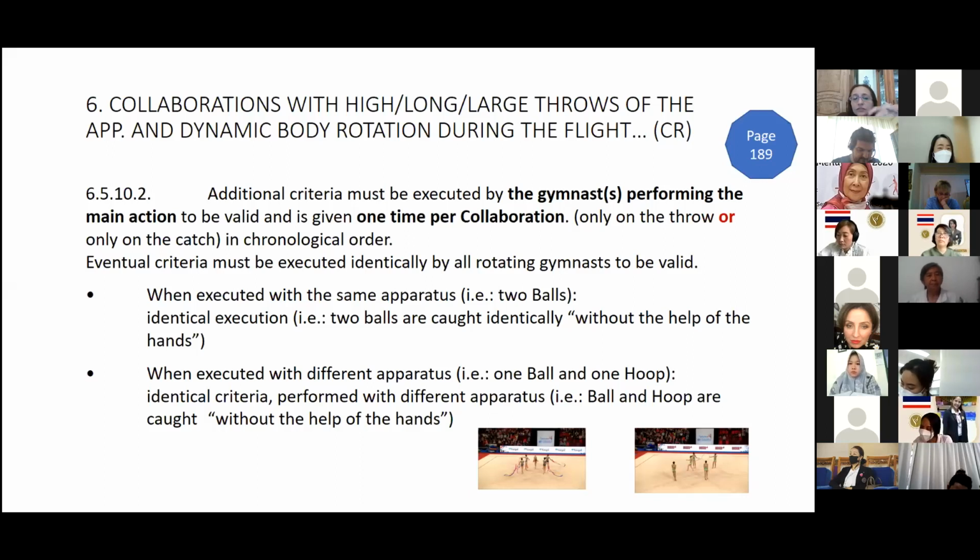If I have CR2, executed identically by all rotating gymnasts, criteria to be valid. Eventual criteria must be executed identically by all rotating gymnasts to be valid. When executed with the same apparatus, two balls, identical execution, two balls are called identically without the help of the hands. When executed with different apparatus, one ball and one hoop, identical apparatus criteria performed with different apparatus, ball and hoop without the help of the hands.